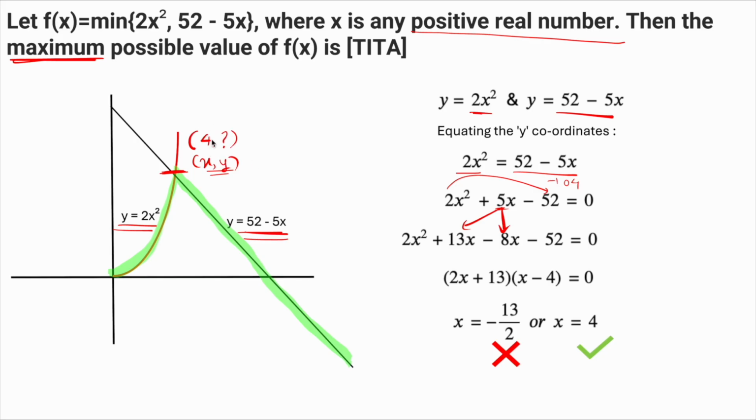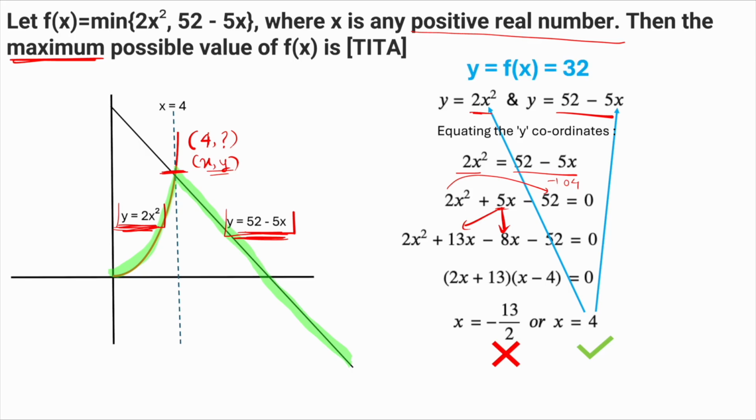Very simply, the x coordinate 4 will satisfy both the equations, 2x² and 52 − 5x. Or the x coordinate 4 is a part of both the graphs y equals 2x² and y equals 52 − 5x. So now our next step is to substitute x equals 4 in any of these two expressions. Any of these two will give the value of y, or f(x) as required, which is 32, the answer to our question. You can find 2 into 4², 2 into 16, 32, or 52 − 5 into 4, 20, as 32. So the maximum possible value of f(x), that is y, is 32.